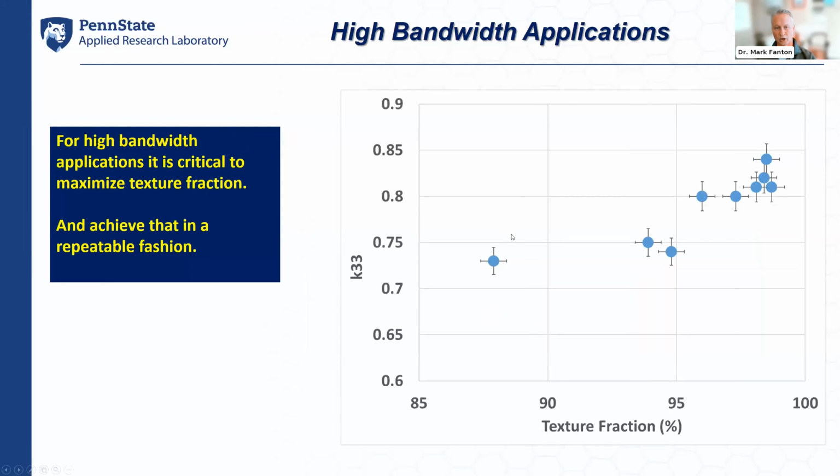Likewise, coupling coefficient also changes significantly with texture fraction. As the compliance coefficient increases and the d coefficients increase, we do see a significant rise in coupling as well. In these particular cases, if bandwidth of a device is really critical, then driving towards the highest possible texture fraction is obviously going to be critical.